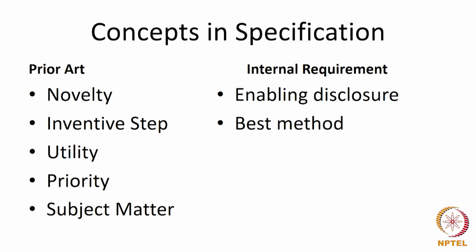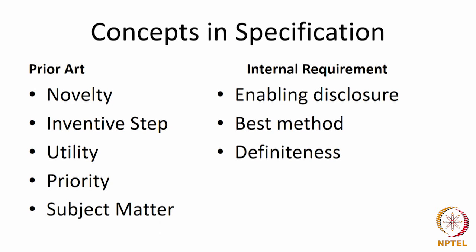Section 10 requires the disclosure of the best method. The best method of working the invention has to be disclosed. Again, it's an internal requirement. Enabling disclosure is also an internal requirement. If the disclosure in the specification is not enabling, that can be a ground for revocation. Similarly, if the best method is not disclosed, it could again be a ground for revoking the patent.